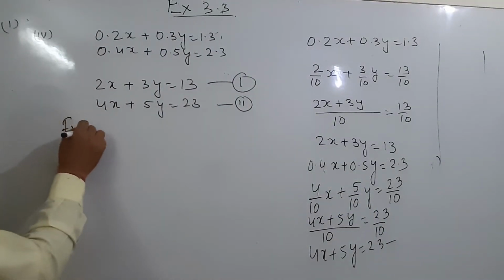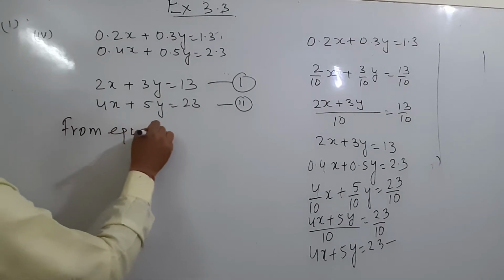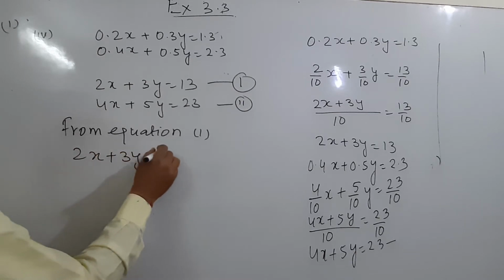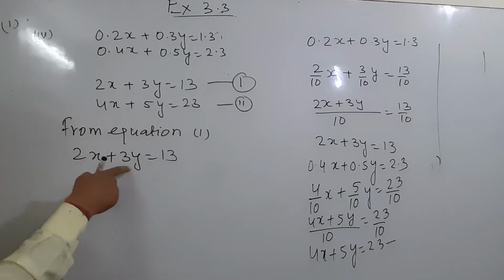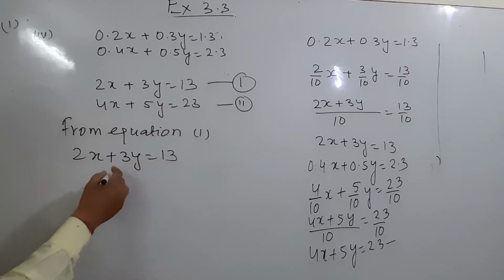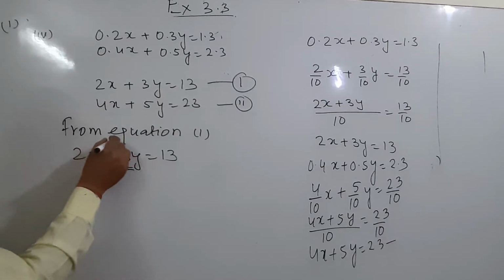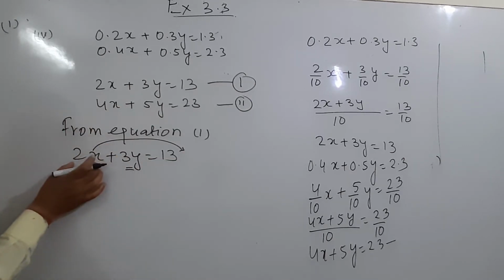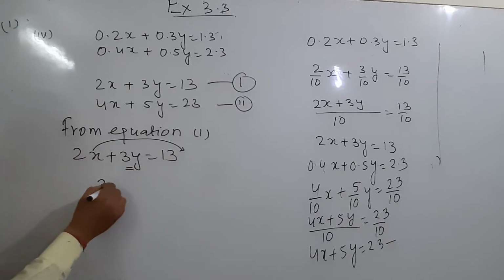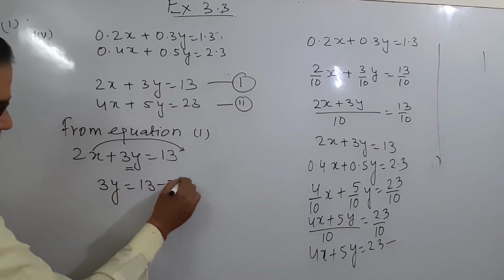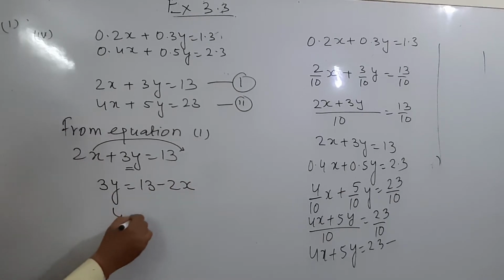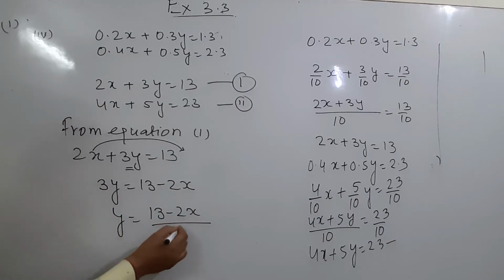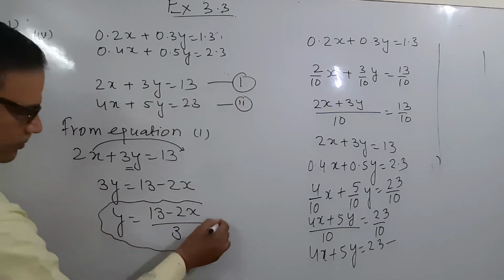From equation first, 2x plus 3y is equal to 13. Either you can find the value of x or you can find the value of y. From here we will find y, and the 2x will go to the right side. The sign will change: here it is 2x plus, there it becomes minus. So 3y is equal to 13 minus 2x, and then y is equal to (13 minus 2x) upon 3. Here it is multiplied by 3, and on the right side it will divide. This is the value of y.